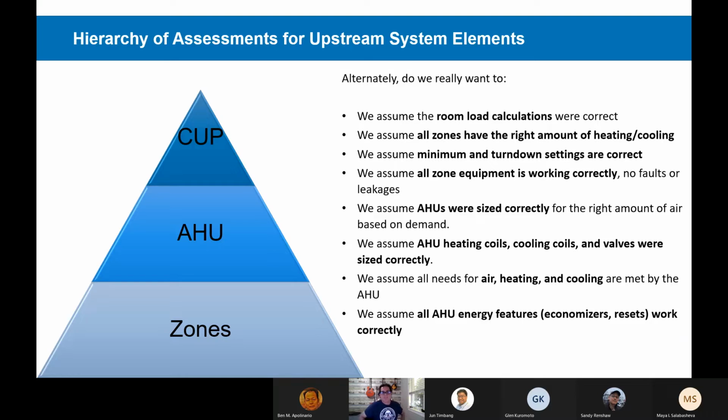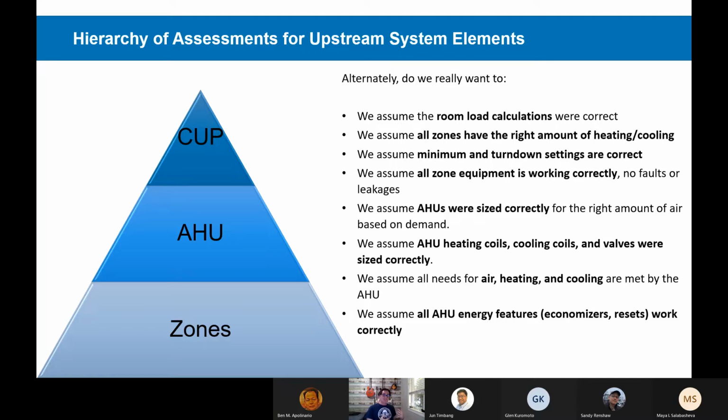The flip side to this, to take this concept and look at it the other way: if we don't assess the building from the bottom up, then what we're really doing is taking on assumptions for the levels that are sort of below us within the project. We would be assuming that all the zone calculations are correct. Whoever drew those plans 15 or 20 years ago, we would be assuming that all their work was right, all the zones have the right amount of heating and cooling, all the turn down settings are correct, all the air handlers are sized correctly, the heating and cooling coils in the air handlers are functioning well, et cetera, et cetera.